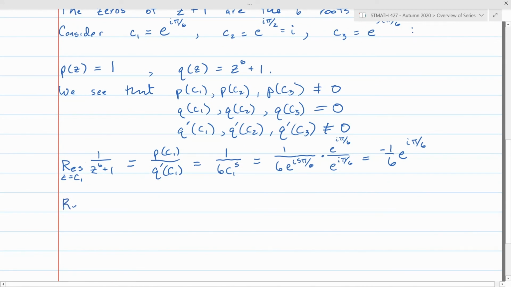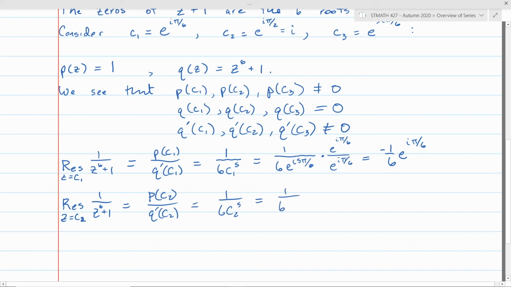Then we can do the residue at z equals c2. So that's p of c2 over q prime of c2. That'd be 1 over 6 times c2 to the 5th. And what do we get here? 1/6.